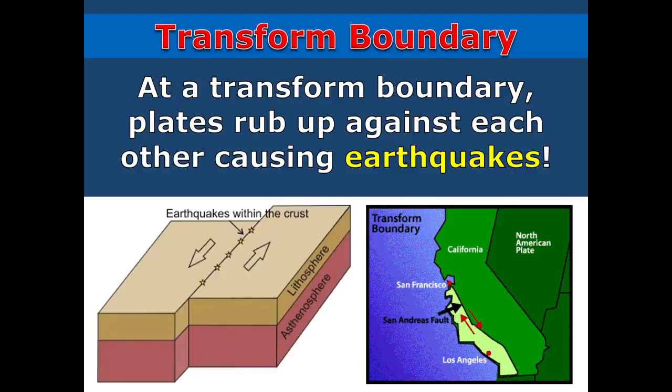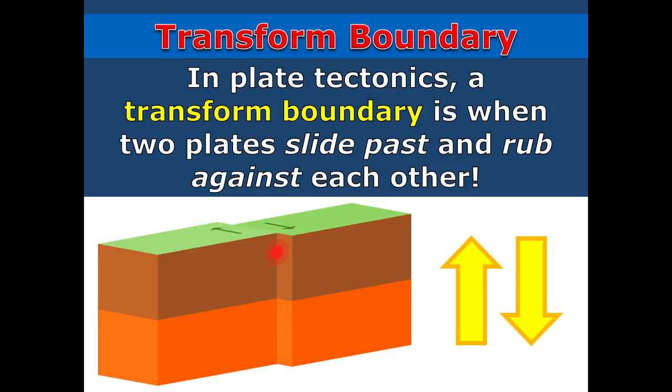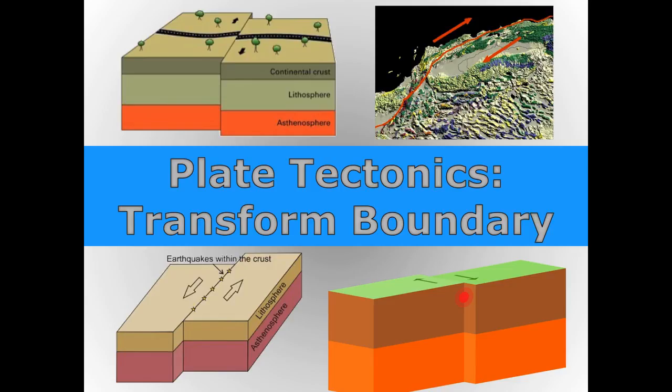But yeah, there's not really much to talk about when we're talking about transform boundaries. It really is that simple. They slide side by side, and they are responsible for earthquakes. The most common, most studied boundary in the world is the San Andreas Fault, right there in California.